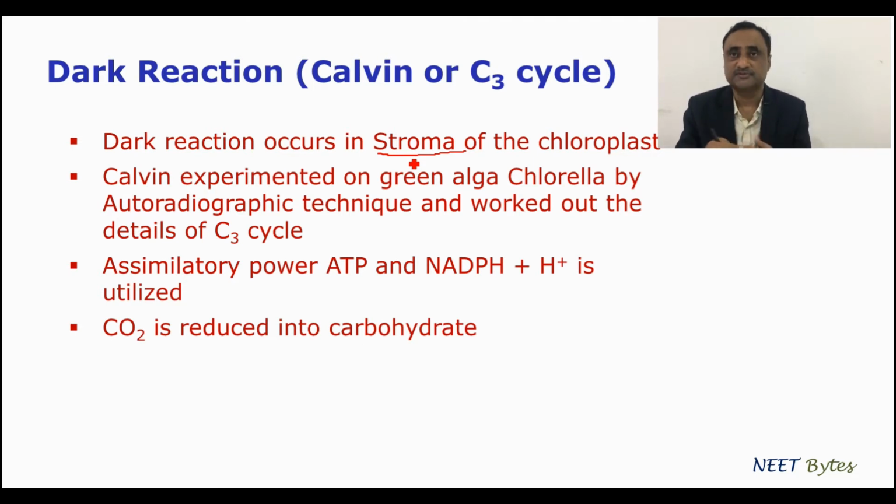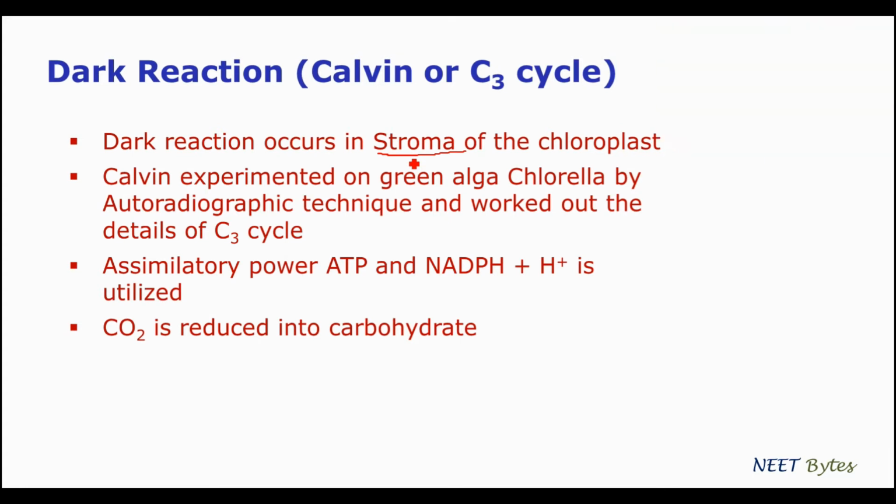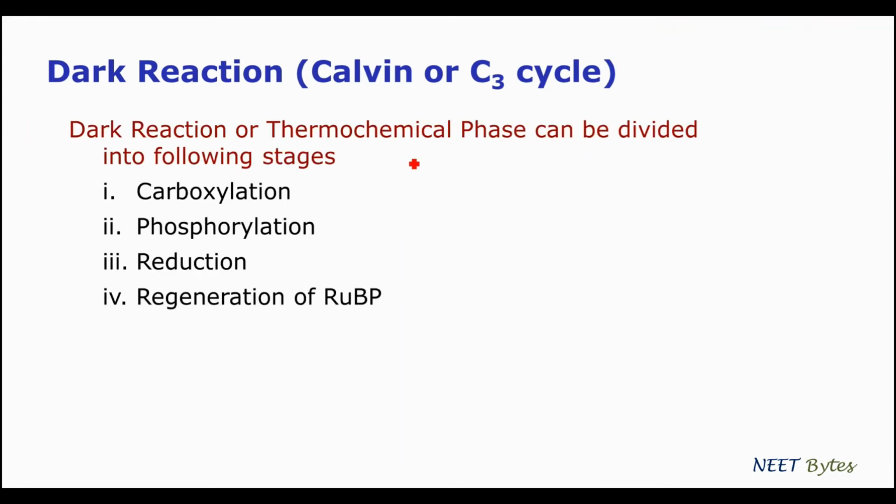So it occurs in certain steps. We will talk about those steps. The dark reaction can be divided into 4 steps. What are they? First the carboxylation, then the phosphorylation, then the reduction, followed by the regeneration of the CO2 acceptor in the form of ribulose bisphosphate, right?